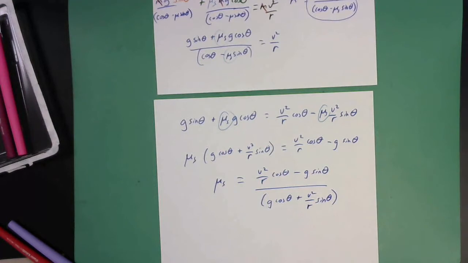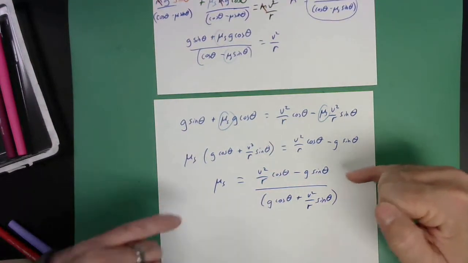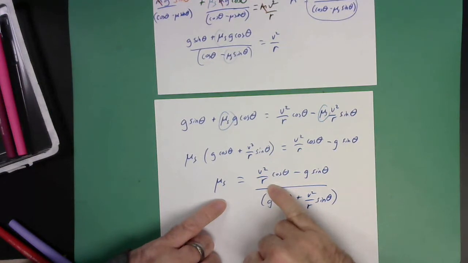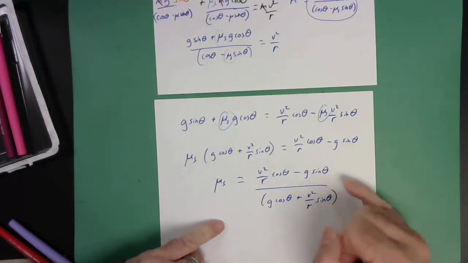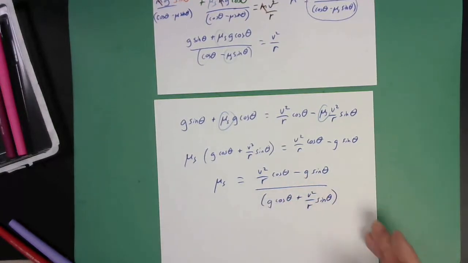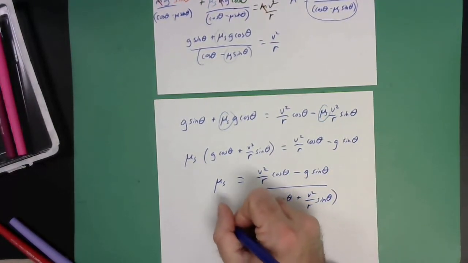Whew! Holy cow, that is not a pretty equation. And you say, hey, we know the value of v, 25 meters per second. We know r, 100 meters. We know theta, 15 degrees. We know g, 9.8. Yes, we know everything there, so we can solve for that mu. Let's hope it comes out to be a reasonable value.